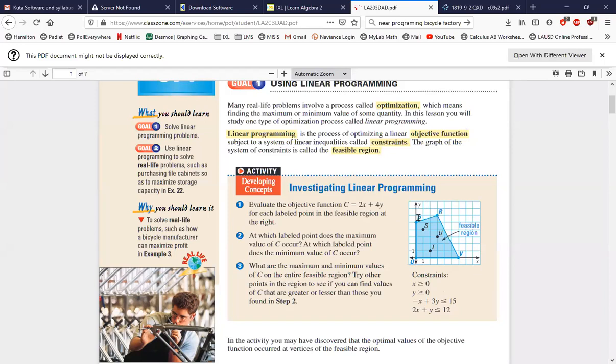After you copy it onto your notes, please label the points V, O, T, and R, and write the X and Y values. For instance, T is the point (0, 5). R is the point (3, 6). V is the point (6, 0). And O is (0, 0). And I want you to write C is equal to 2x plus 4y.